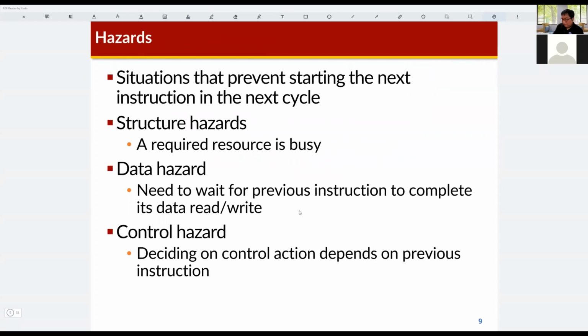Okay, and then let's learn about the hazard. This is also a very important topic in pipeline design. So what is the definition of a hazard? Hazard means situations that prevent starting the next instruction in the next cycle. That is the definition of hazard. So what does that mean?